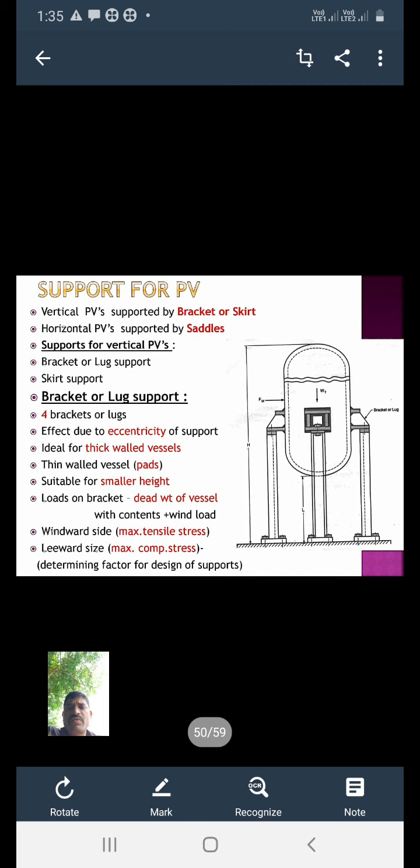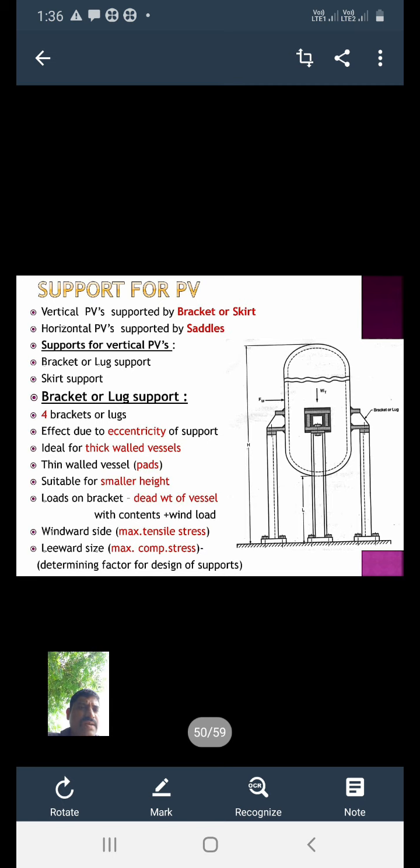Before two lectures we have seen how to calculate the wind load. Okay, then maximum tensile stresses are induced inside the pressure vessel and also maximum compressive stresses are induced in the vertical pressure vessel. These two stresses we want to calculate with the help of design formulae. Okay, all of you got the bracket or lug supports. Where we use it, remember that this is used for thin walled vessels with pads and is also suitable for smaller height pressure vessels.